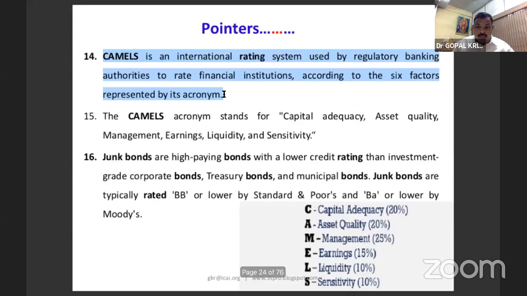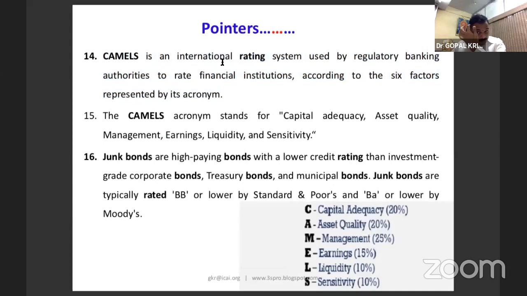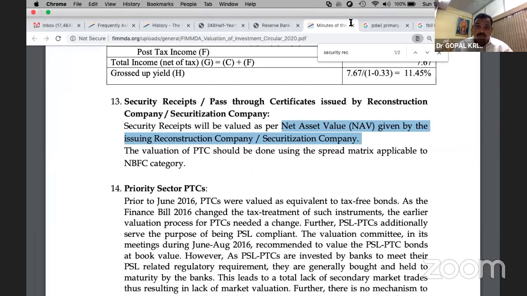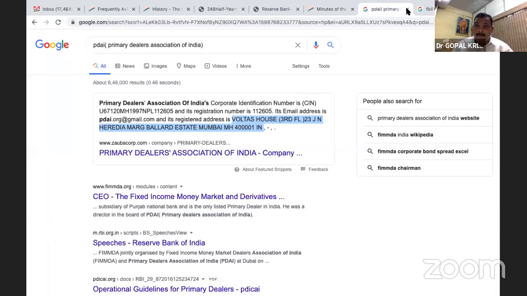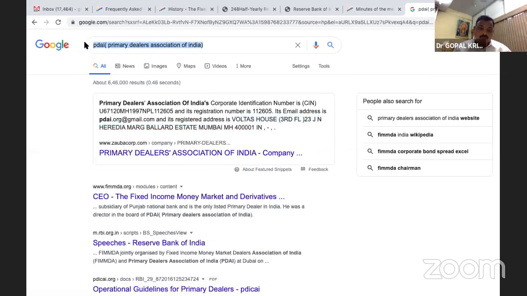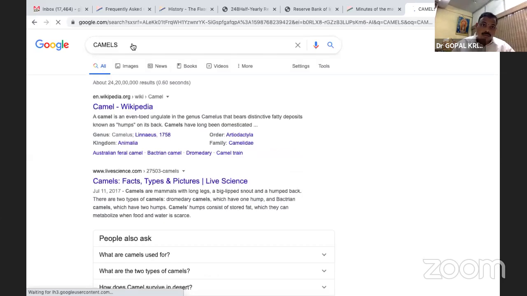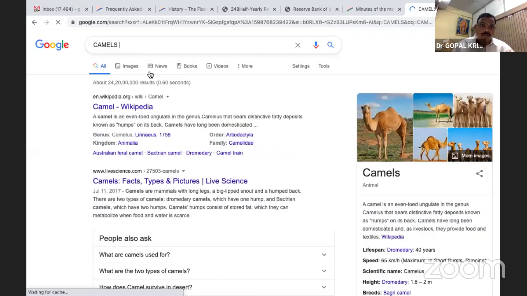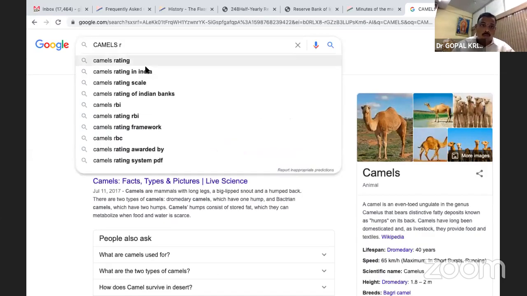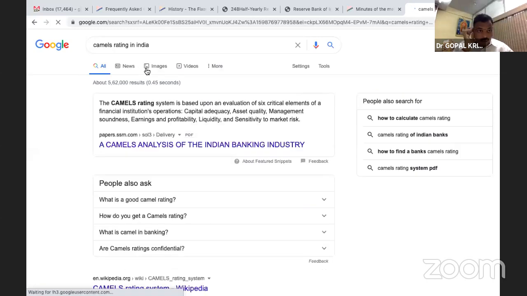There is a question on Camel. Now Camel is actually a rating system for financial institutions. Okay, Camel is a rating system. So please look at this, guys. This is called Camel's rating in India.